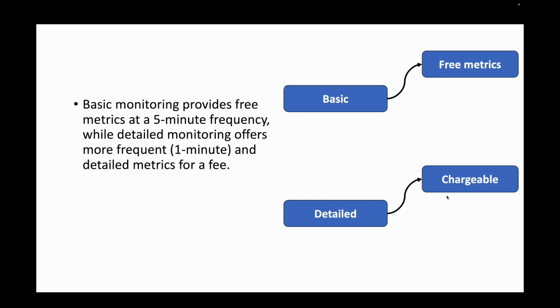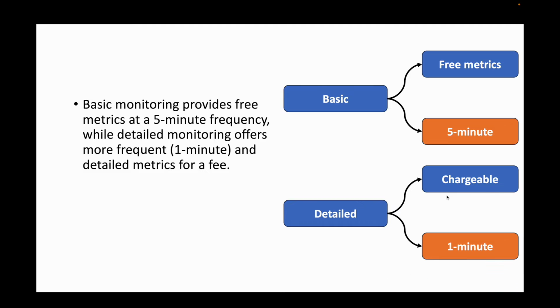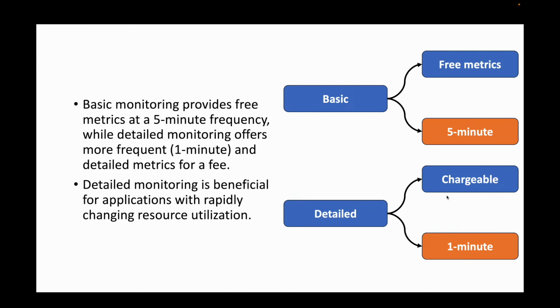That's one difference you have. The other difference is, with basic monitoring, you get a 5-minute frequency, so the metric gets refreshed every 5 minutes. Whereas with detailed monitoring, it gets refreshed every 1 minute, and that's where you'll have to pay money. Now, when do we use detailed monitoring? When your application has rapidly changing resource utilization. Within a minute or within a few seconds, your resource utilization keeps changing and you want to keep track of that. That's where you can go with detailed monitoring. If not, basic monitoring is enabled.